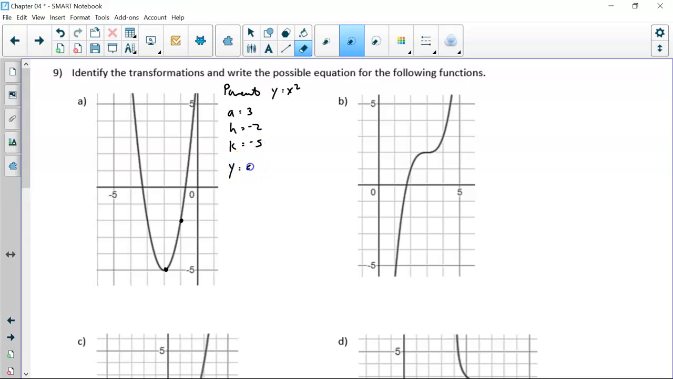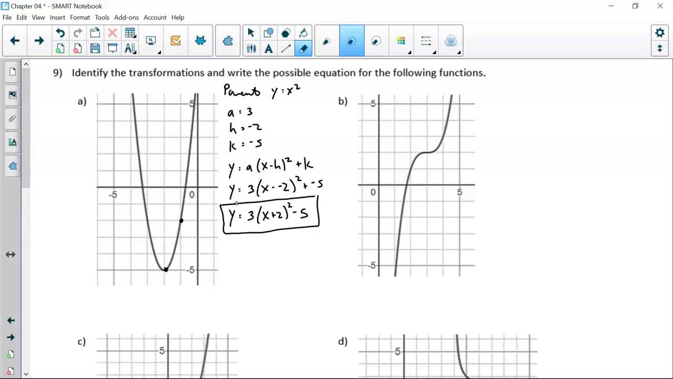So y equals a, quantity x minus h, squared, plus k. We're going to fill in our values. So y equals 3 times x minus negative 2, squared, plus negative 5. So when we clean that up, y equals 3 times x plus 2, squared, minus 5. That's our function.